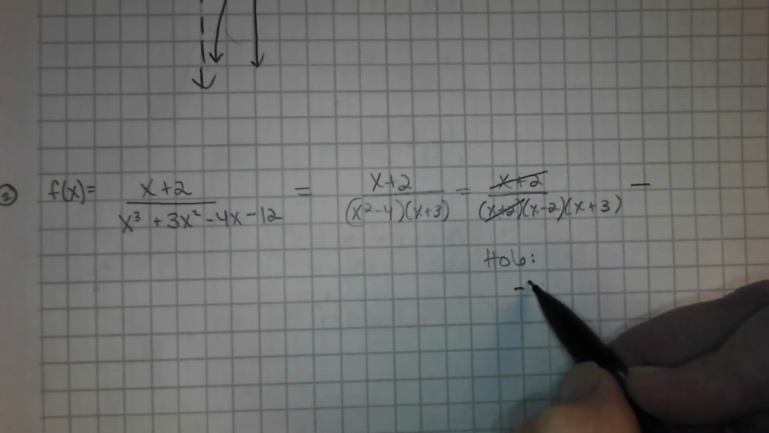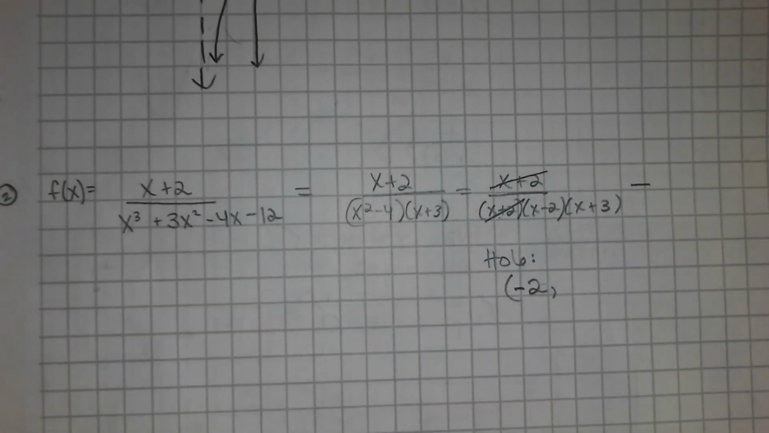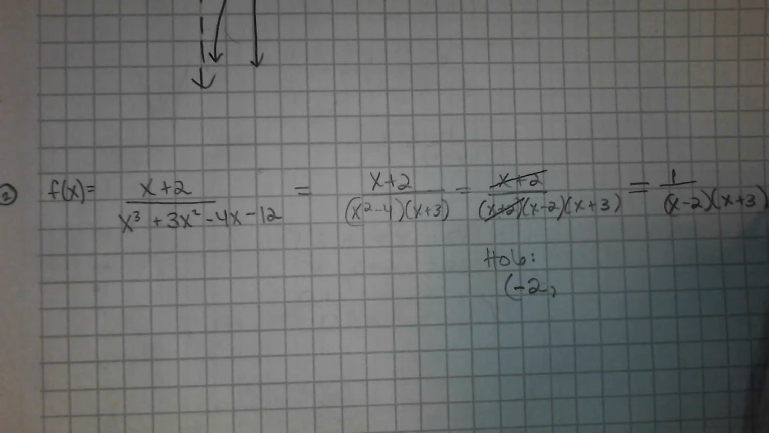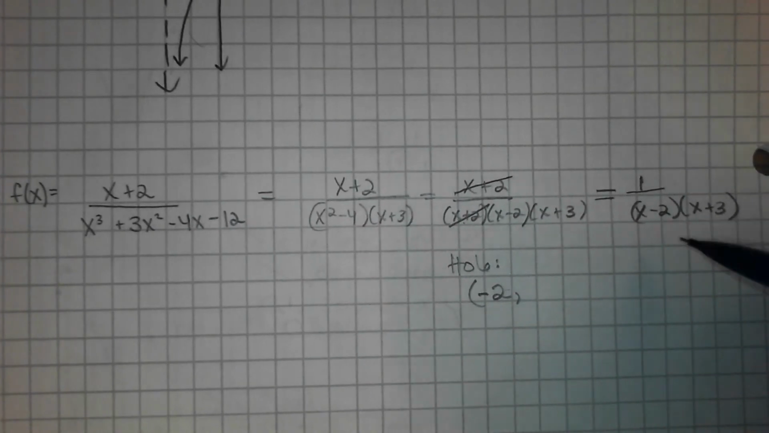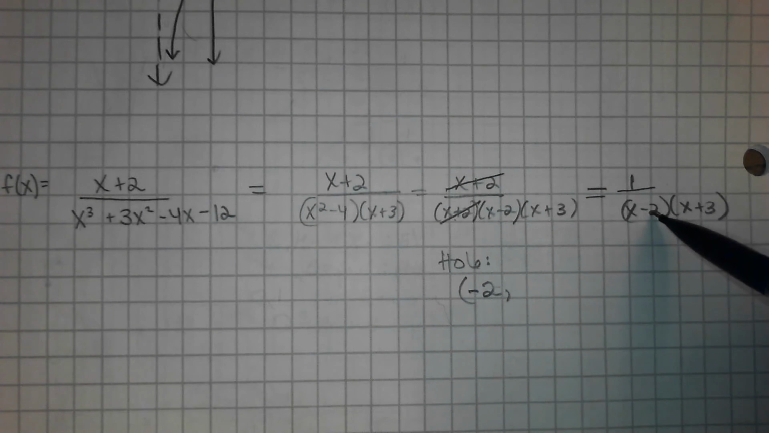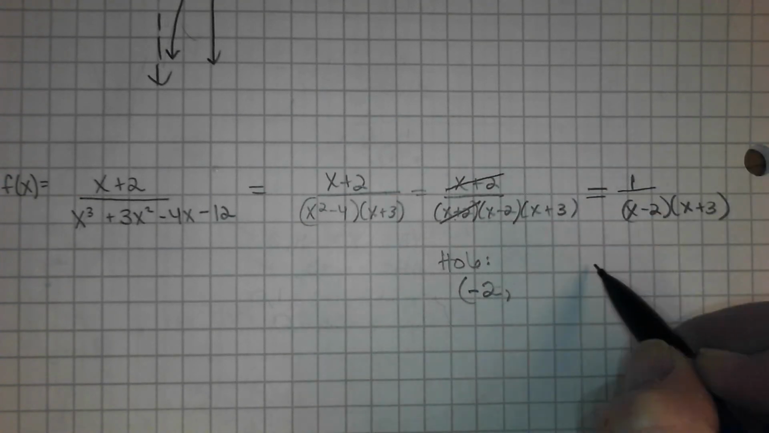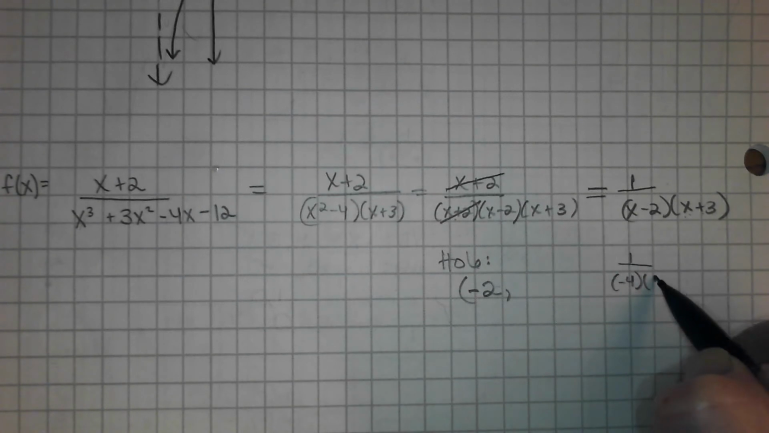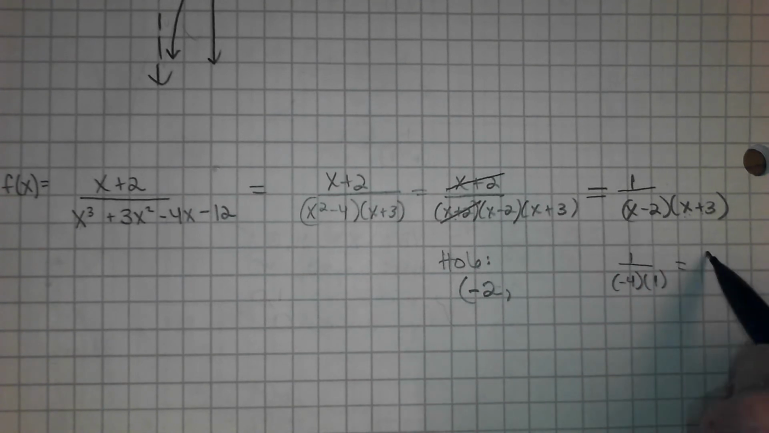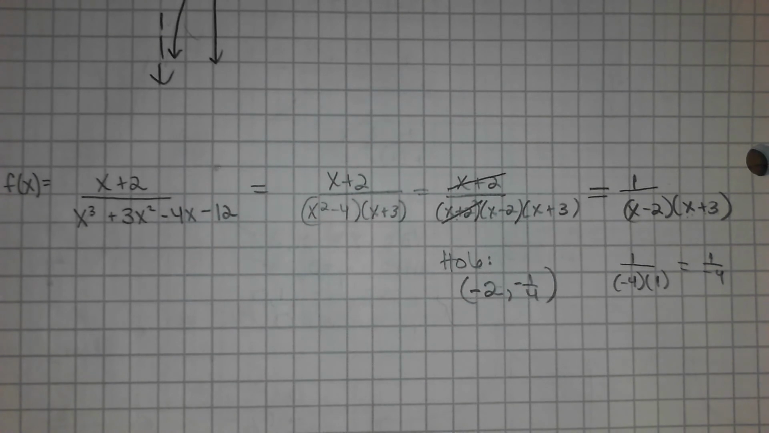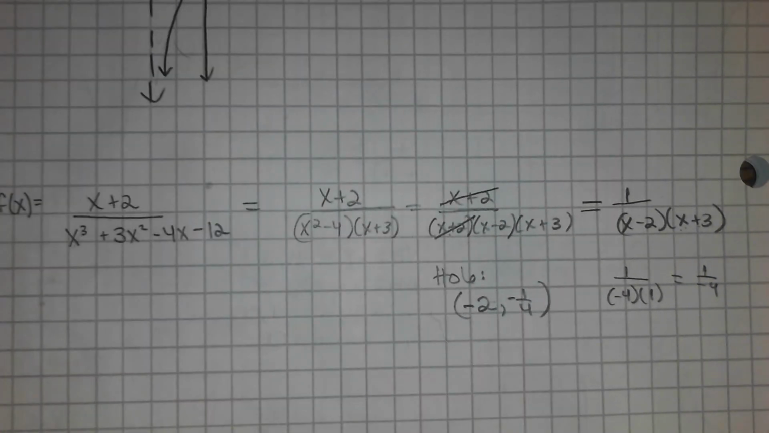-2. So your hole is at -2 something, because that's what canceled, and you figure out your something by plugging -2 into the equation that now will no longer be undefined. So -2 minus 2 is -4, so it's 1 over -4 times -2 plus 3 is 1. 1 over -4 times 1 is 1 over -4, so -1/4. That's where your hole is. Got it? You can do that then, or you can do it later.